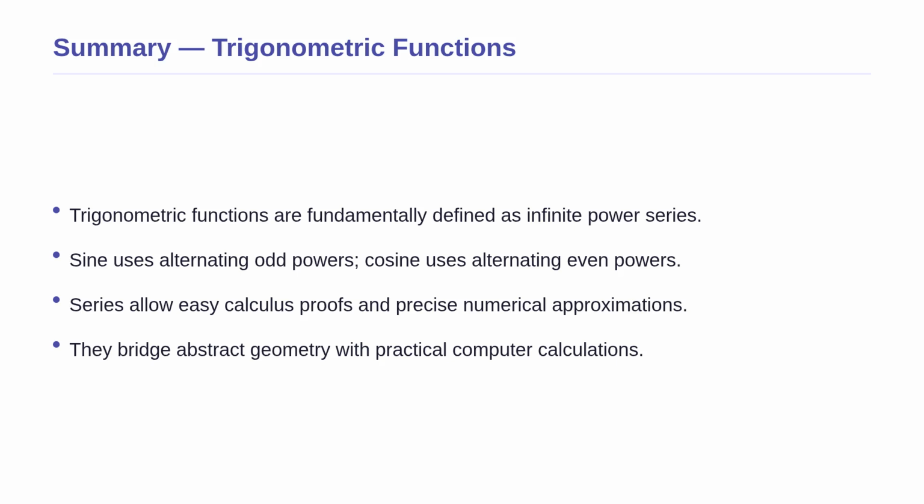To wrap up our lecture, let us review the key takeaways. First, in advanced mathematics, trigonometric functions are fundamentally defined as infinite power series rather than geometric ratios. Second, the sine function is constructed using alternating odd powers, while the cosine function is built using alternating even powers. Finally, this powerful analytical perspective allows us to prove calculus properties easily and compute precise values using only basic arithmetic.